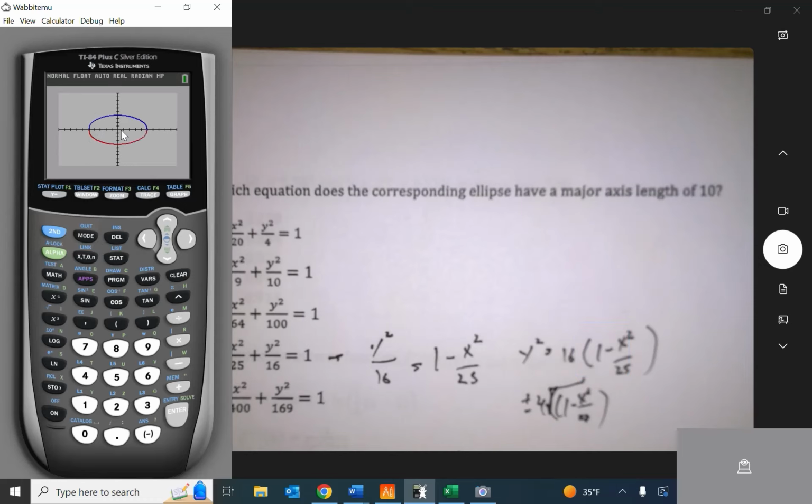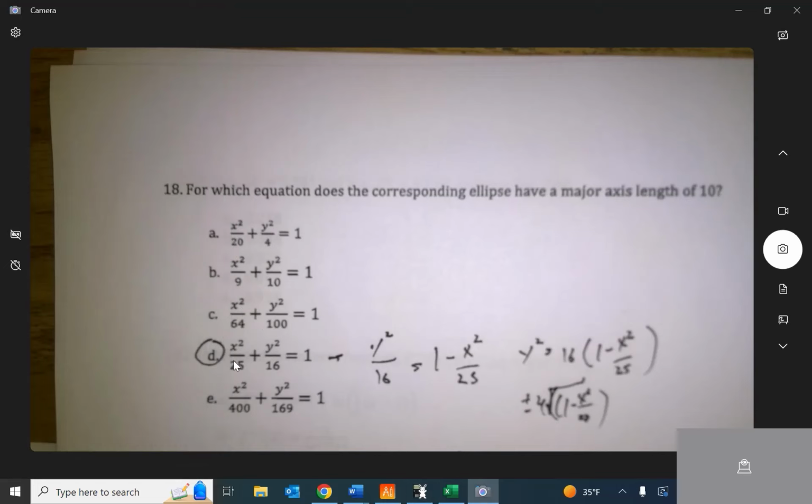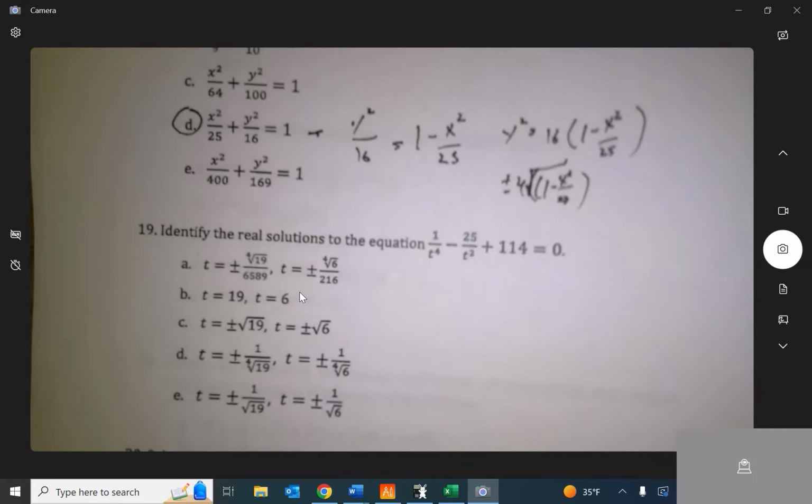Anyways, that zoom 6 is enough because you can see that the major radius is 10. The minor radius is 8. And what I was looking at is this: this is how far you go left and right when you take the square root, and that's how far you go up or down when you take the square root. So there was some thought process there.